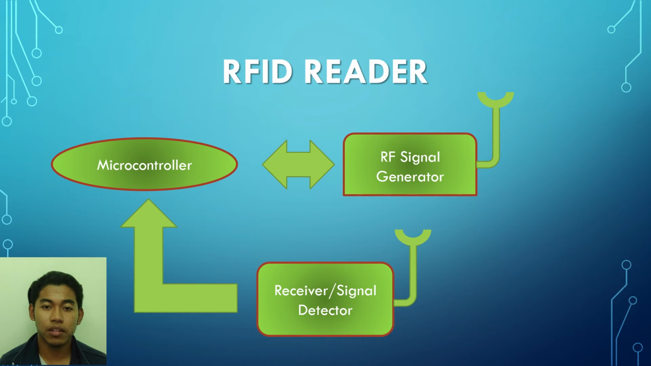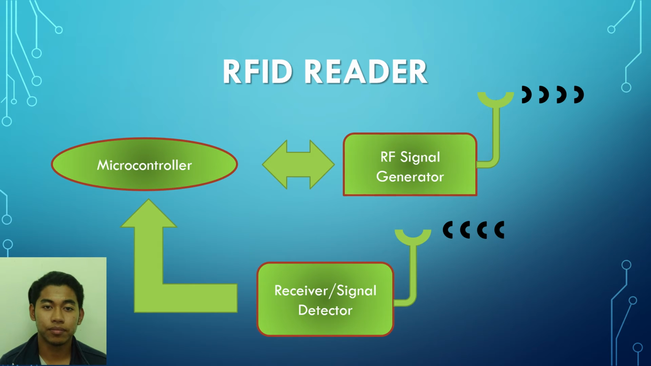This RFID reader mainly consists of three components. The first component of the RFID reader is the RF signal generator. This signal generator generates radio waves which are transmitted using the antenna. Also, to receive the feedback signal coming from the tag, the RFID reader has a receiver or signal detector to process the information sent by the RFID tag. The RFID reader also has a microcontroller, or in many cases the reader is directly connected to a computer.